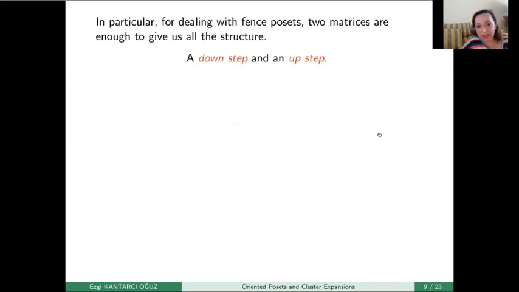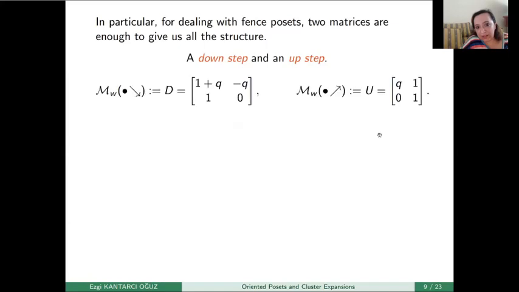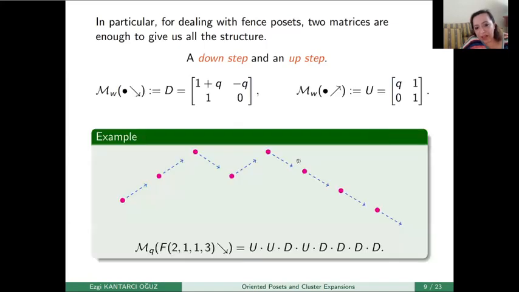And in particular, if we have fence posets, it is very easy to get their rank polynomials this way because we only need two things. We can describe them all with up steps and down steps. So we only need to use these two matrices, the up matrix and the down matrix. And then we multiply them. We look at the top left coordinate, and we get the rank polynomial.